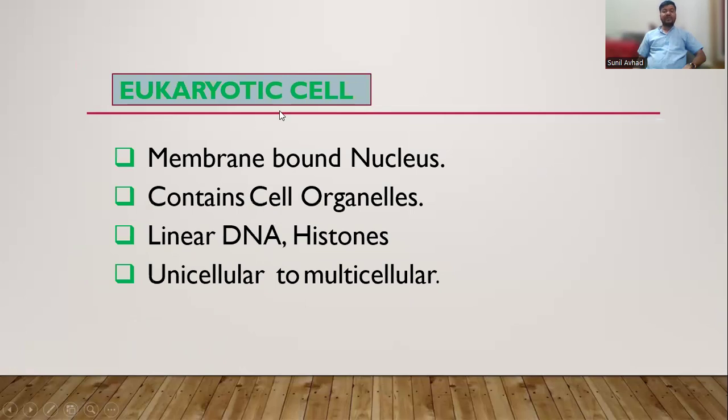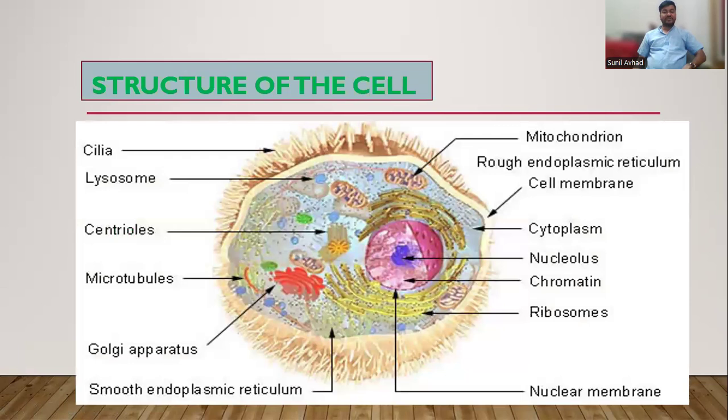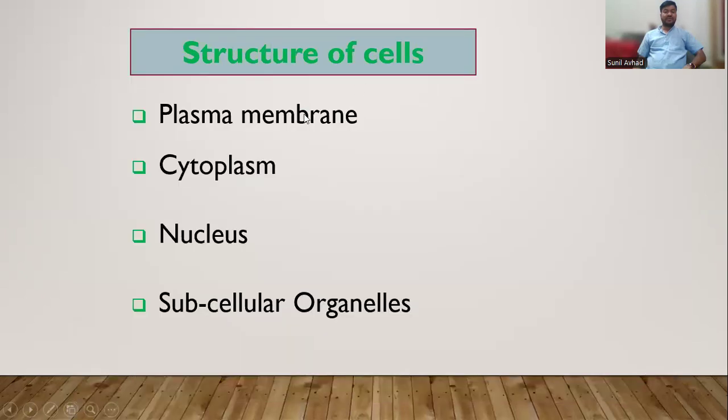Eukaryotic cell has a membrane bound nucleus, contains cell organelles, linear DNA, histone, and ranges from unicellular to multicellular. So when we discuss the structure of the cell, this is diagrammatically how the cell looks like. It carries a cytoplasm. In cytoplasm, various cell organelles are present. Plasma membrane is there, cilia is there. One by one, we discuss in upcoming slides. So the structure of the cell carries plasma membrane, cytoplasm, nucleus, cellular organelles.